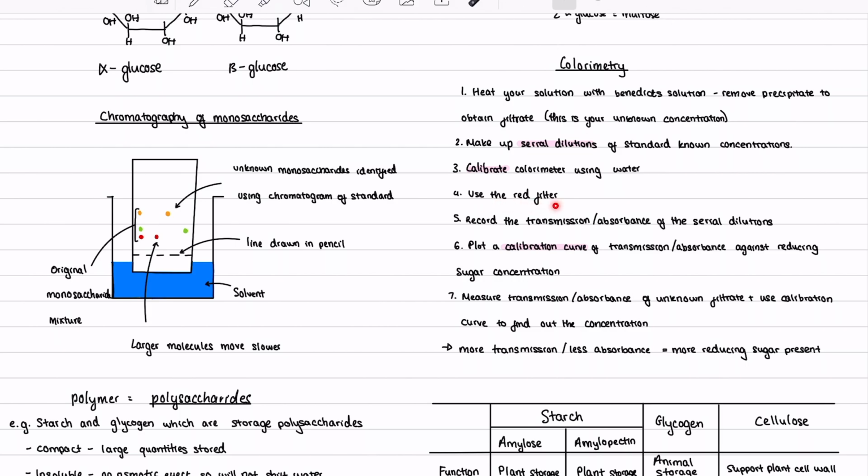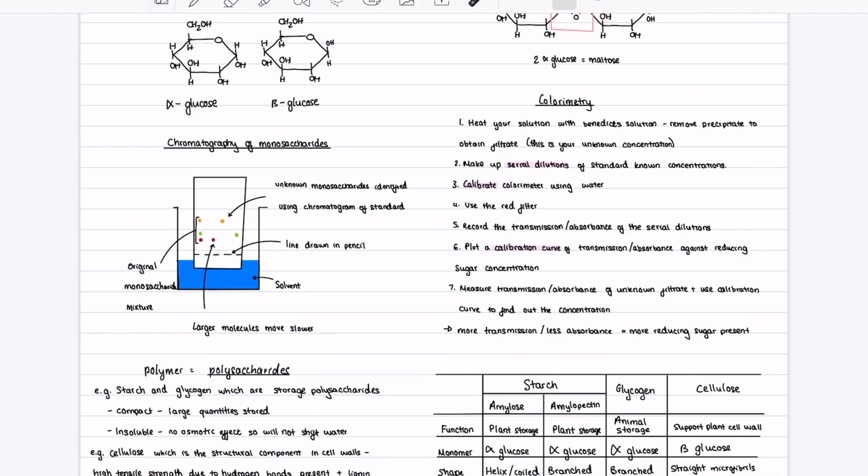water and put the red filter on. Then for each of the serial dilutions, record the transmission or absorbance. Then plot a calibration curve of transmission or absorbance on the y-axis and reducing sugar concentration on the x-axis. Finally, measure the transmission or absorbance of the unknown filtrate and read off the concentration using the calibration curve. The more transmission or lower absorbance means more reducing sugar is present.